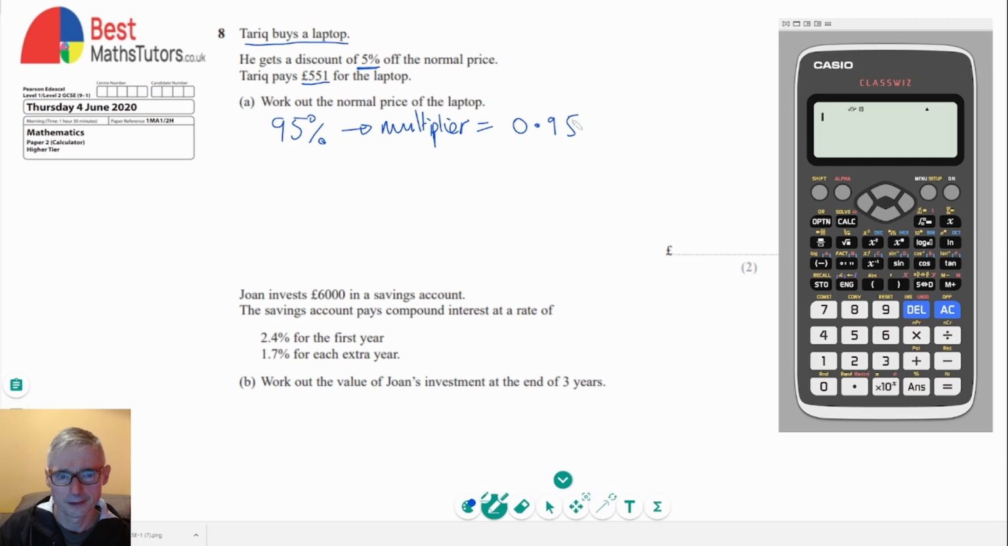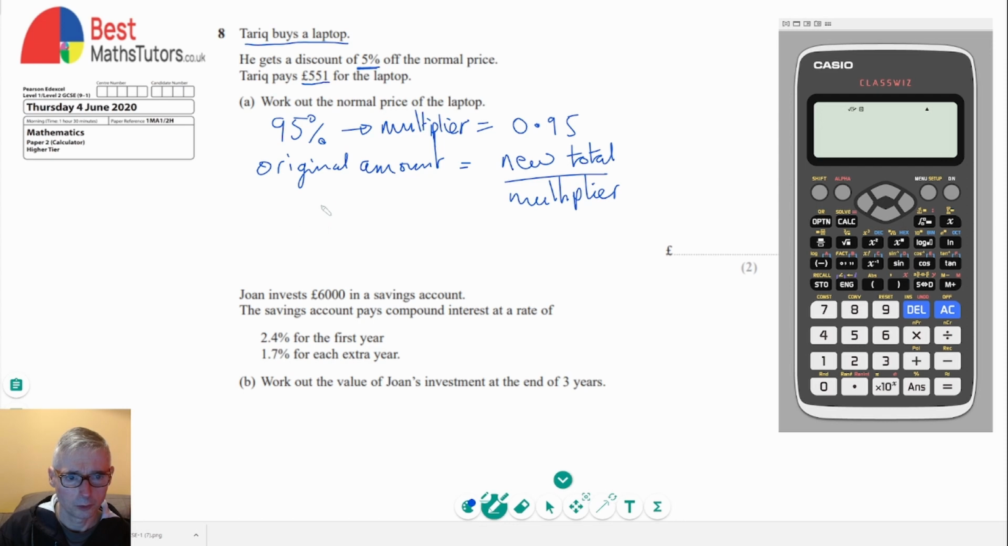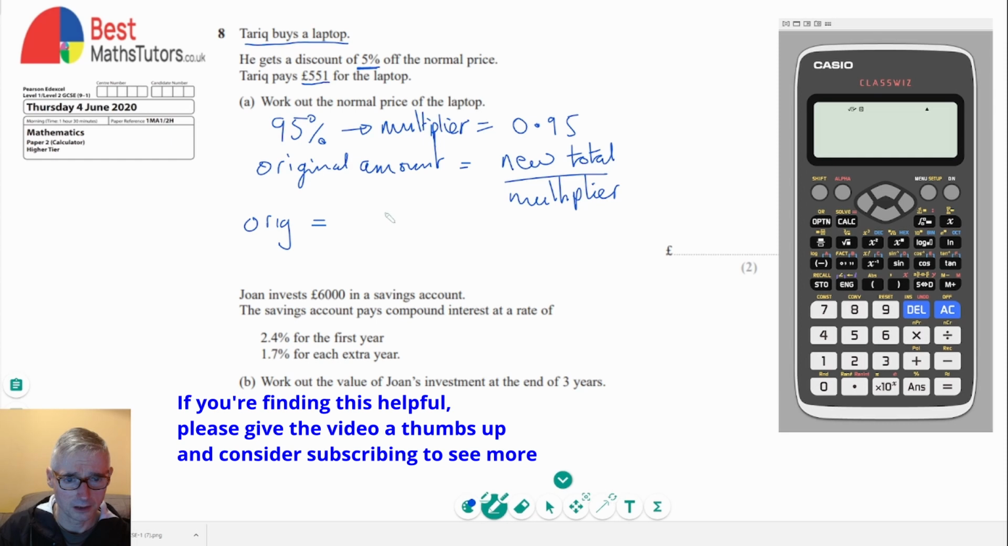0.95. And to find the reverse percentage amount, so to find the original amount, what we do is we divide the new total by the multiplier. In our case, we want to find the original, so I'm just going to call that orig. And that's going to be 551 divided by the multiplier.